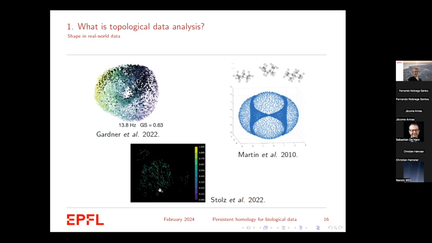And then the final example, which we'll also look at further in this talk, are tumor blood vessels. And here, the shape of these vessels changes as a tumor grows, also in response to treatment. And this is something that we can now quantify using persistent homology.